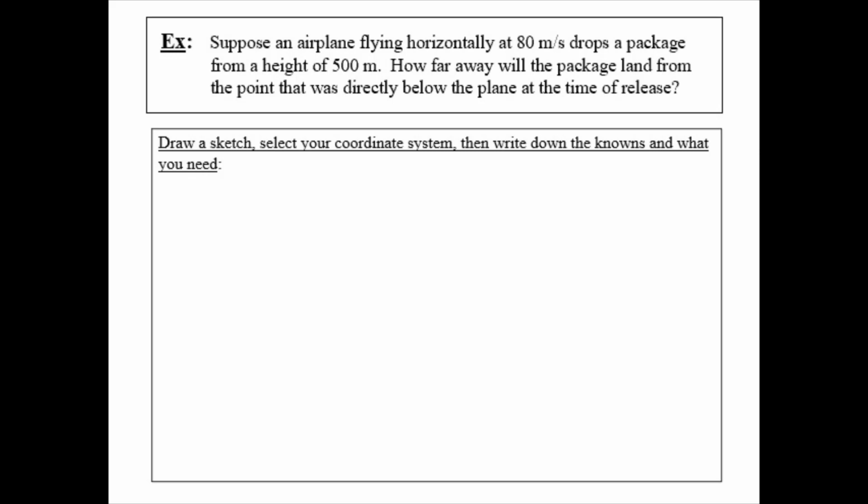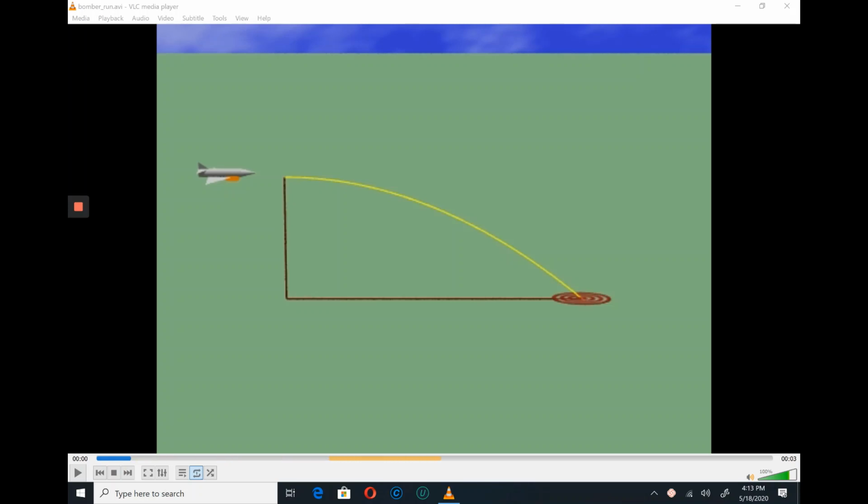So I'm going to show you a little animation that will hopefully help you better visualize what this problem is asking. Here we'll see an animation of this bomber flying along horizontally, and it's going to release the package at this point, and the package is going to follow the parabolic trajectory that projectiles follow and land over here in the target area. This question is asking about the distance from the point that's directly below the airplane at the time the package is released to where it lands on the ground over here.